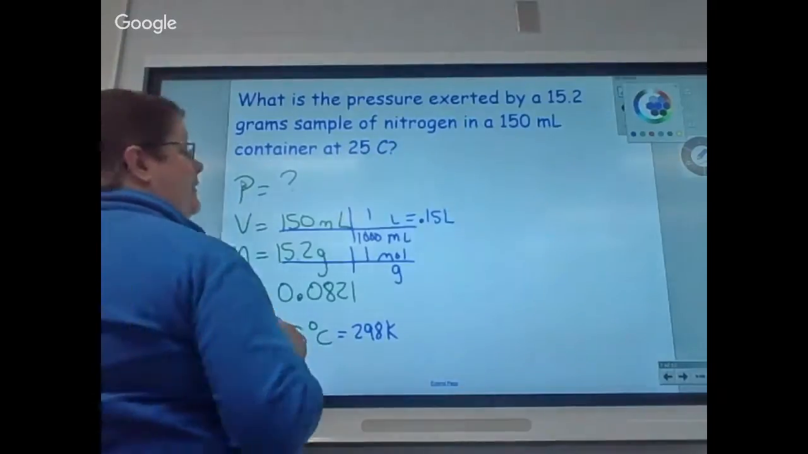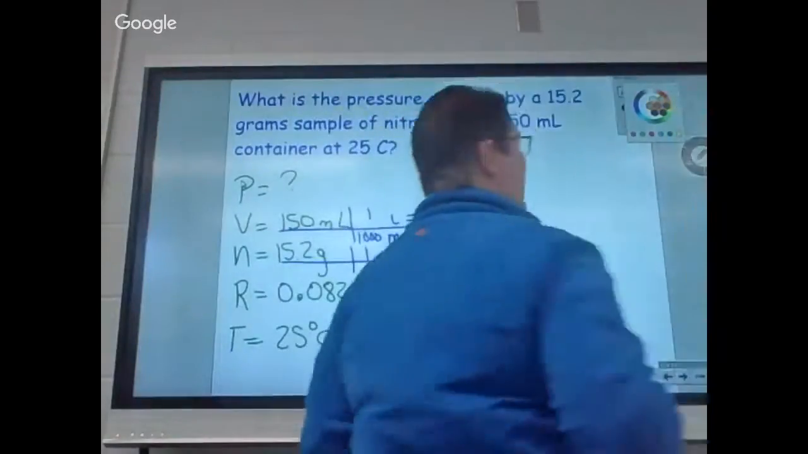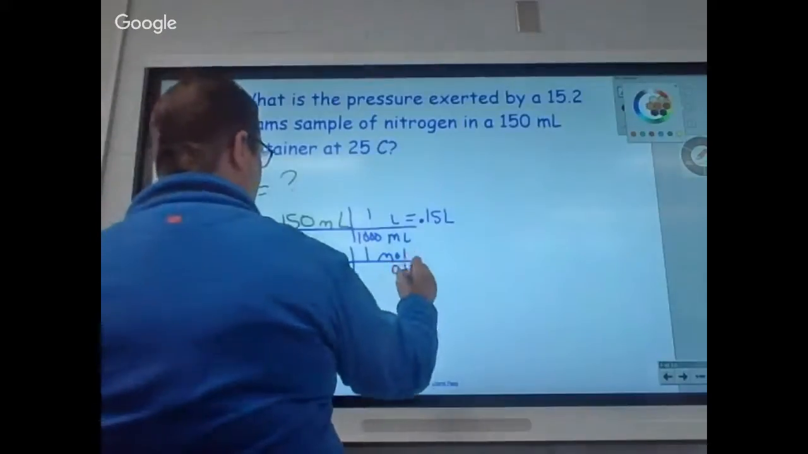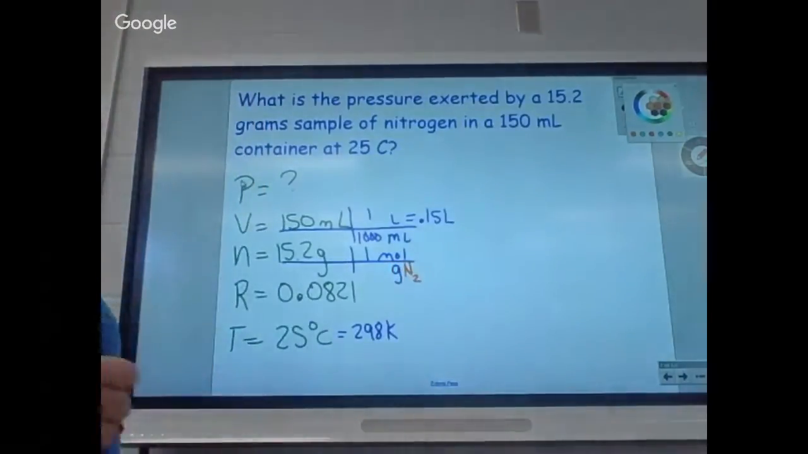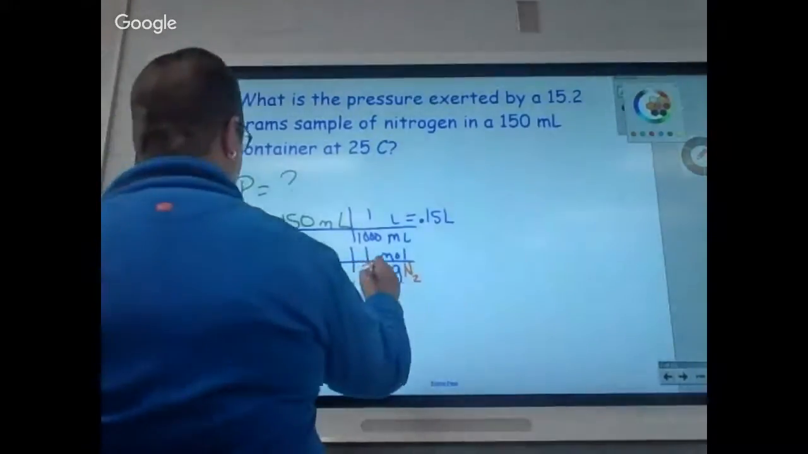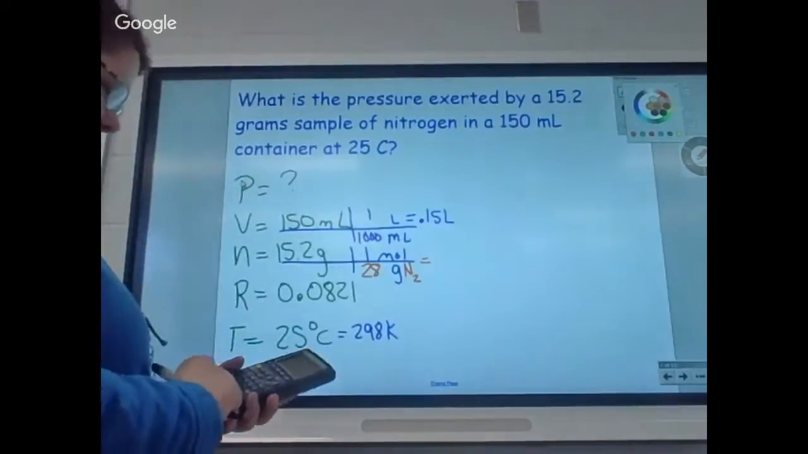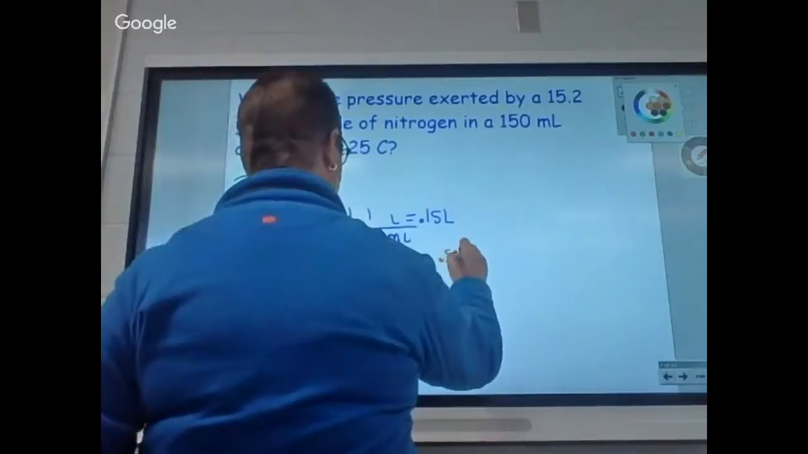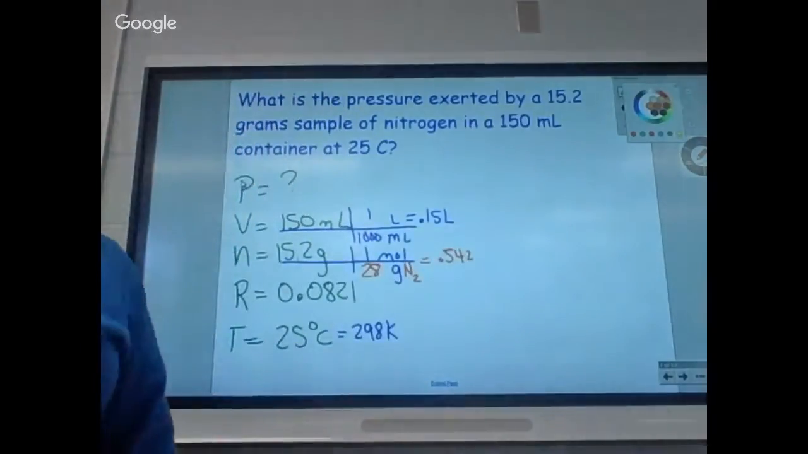So is nitrogen diatomic? I know it's diatomic, I just didn't know if it was 14 or not. It is 14. It is diatomic. 14 times 2 is 28. She does have the right number. So 14 times 2 is 28, so 0.54.